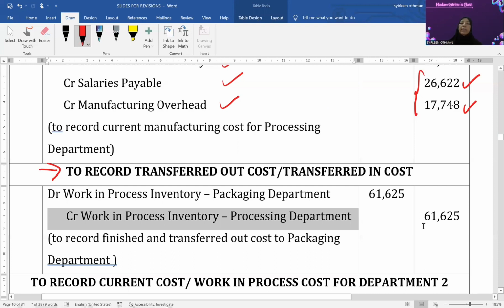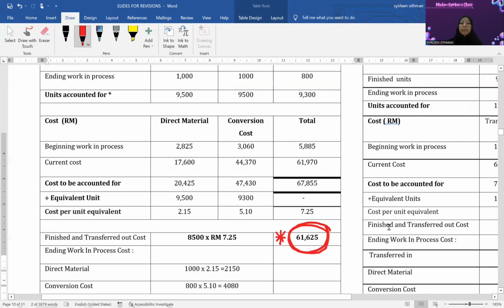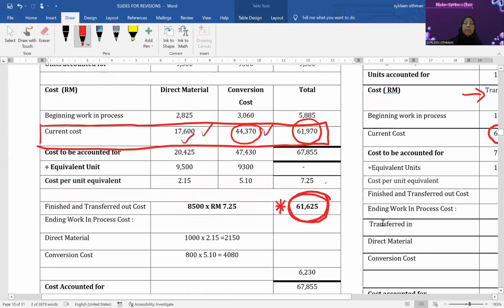Dia pergi ke mana? Dia pergi ke the second department. So dia masih juga diproses. So dia akan debit work in process as well. It's just that it's a different department. So you need to tag packaging department. The amount is 61,625. So kalau you tengok for the first department, item yang kita akan guna untuk journal hanyalah di 1 dan 2 saja. These two figures will be used in your journals. The rest of the figures won't be used in any of the journals.